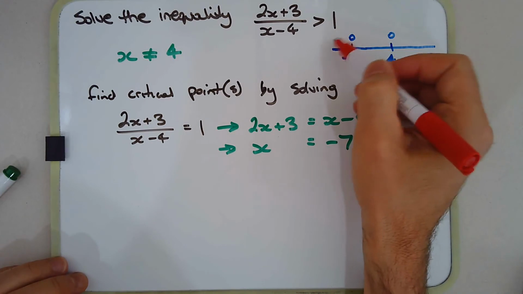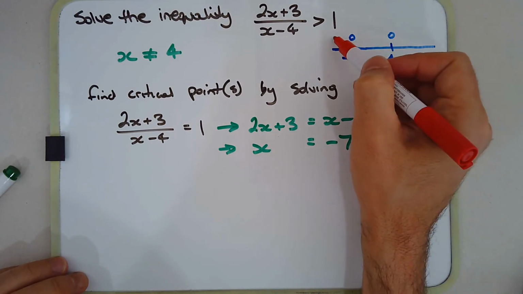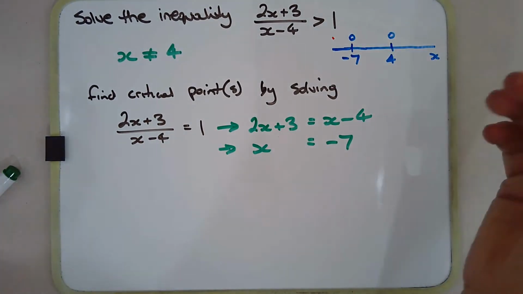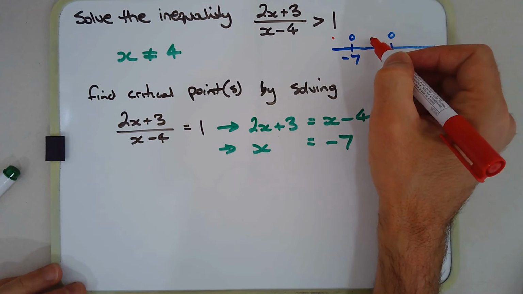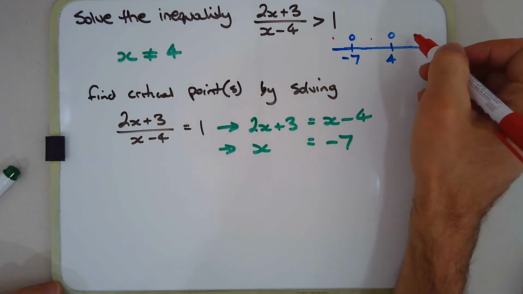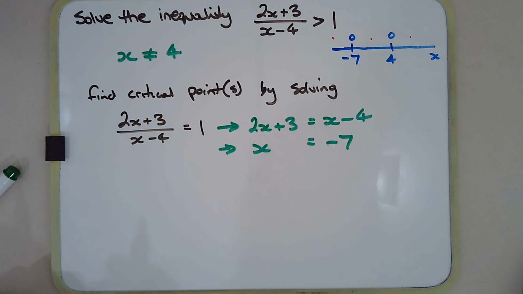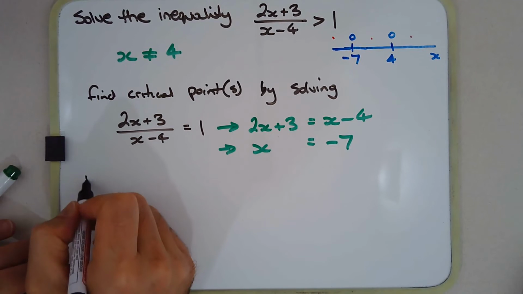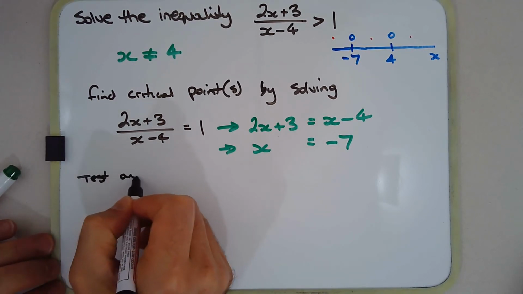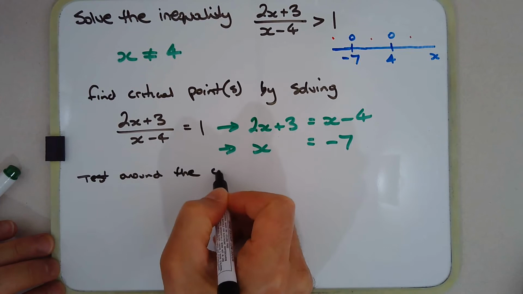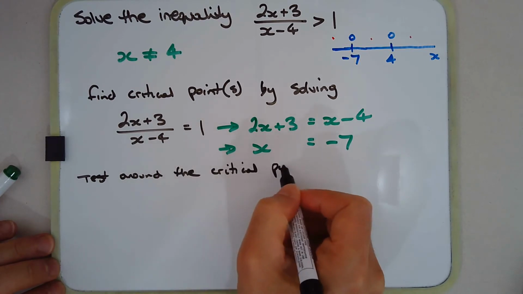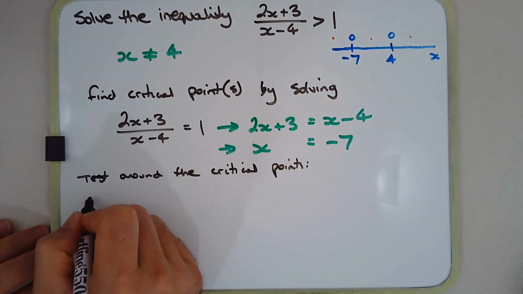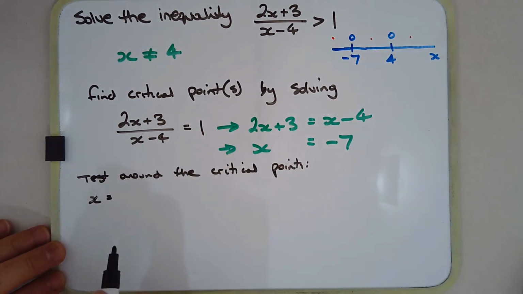We're going to pick a point somewhere below negative 7, or less than negative 7. So we'll pick a point there, and I might actually pick negative 10, just a nice round number. We might pick 0 here, and probably pick, I don't know, 5 here as well. So the next stage now is to test around the critical points. Okay, so let's test x equals -10.